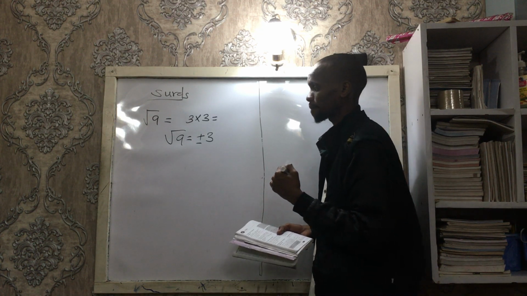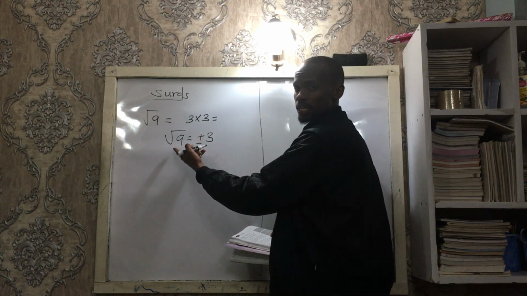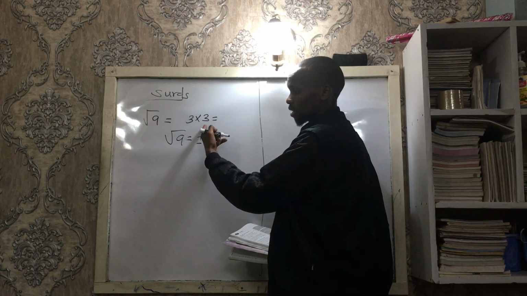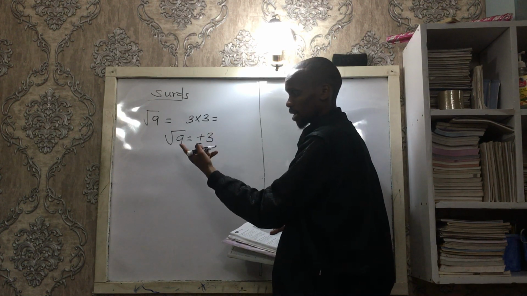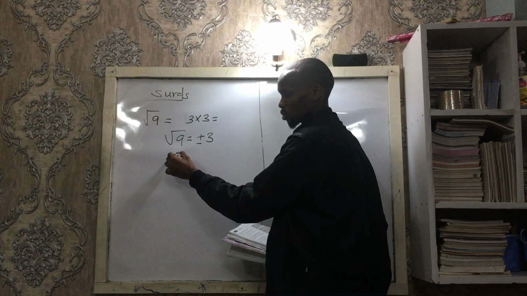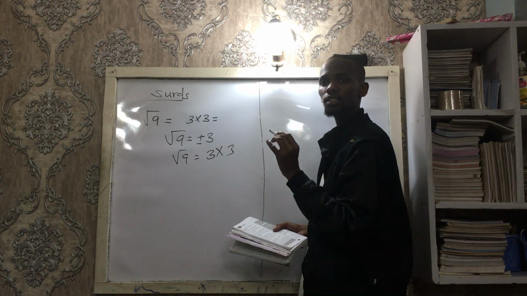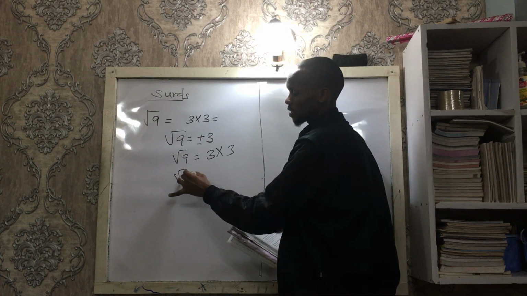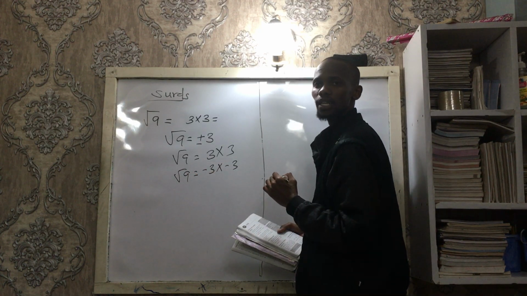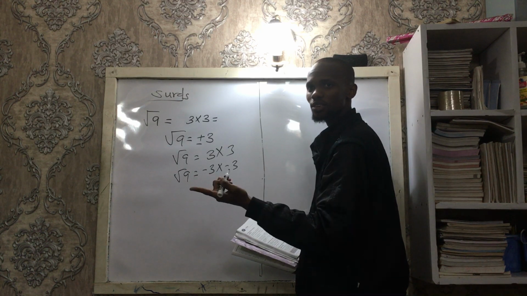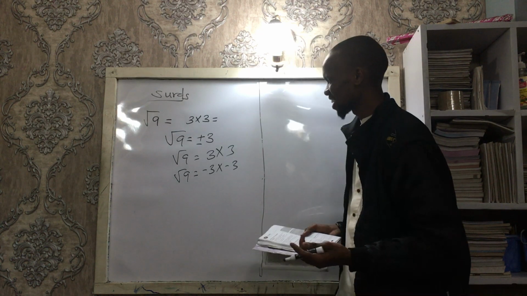I want you to take a negative 3. A root 9 can be a positive 3 or a minus 3. I will explain now. Check here. Root 9 equals 3 times 3. I guess that one you agreed. Yes. Root 9 equals minus 3 times minus 3. You remember integers? A negative times a negative is equal to a positive. I hope we are together now.